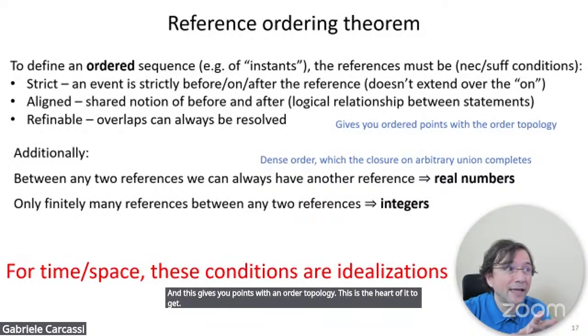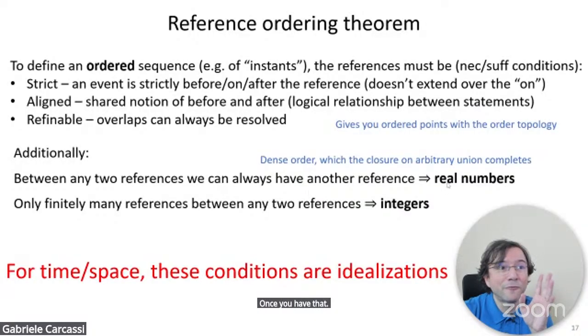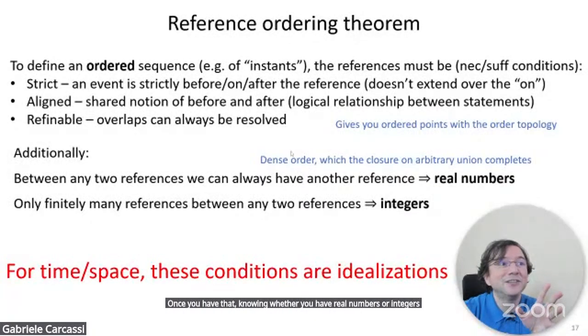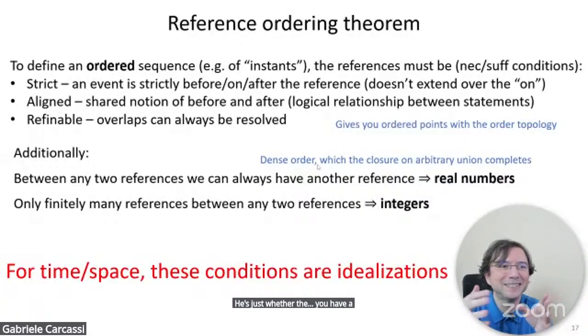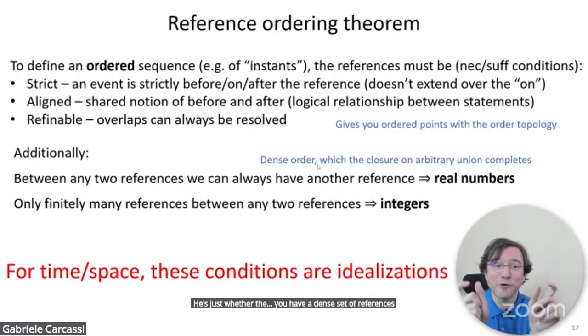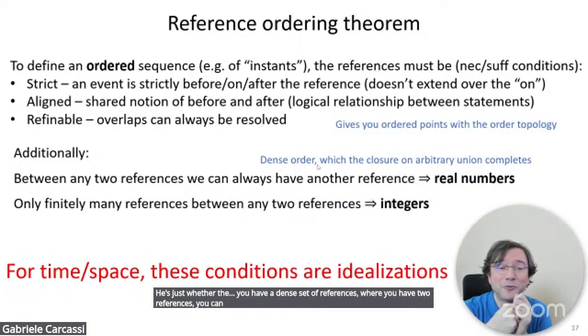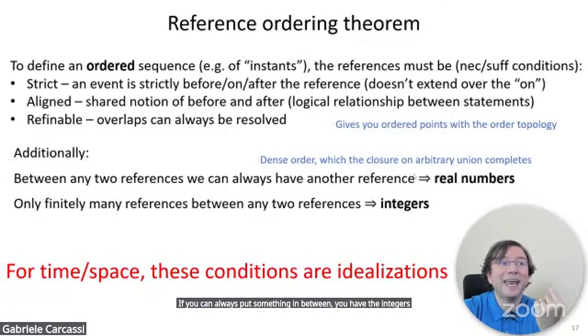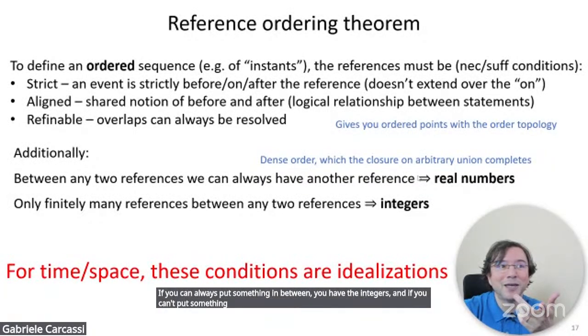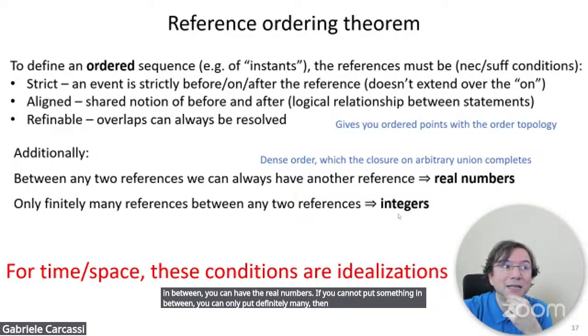Once you have that, knowing whether you have real numbers or integers is just whether you have a dense set of references. Where you have 2 references, you can always put something in between. If you can always put something in between, you can have the real numbers. If you cannot put something in between, and you can only put finitely many, then you're going to get the integers.